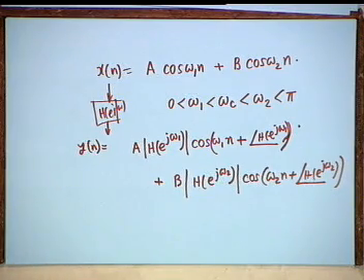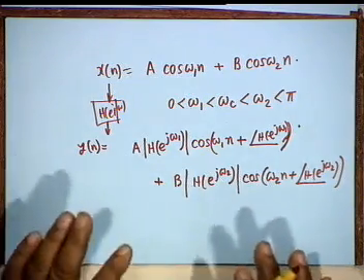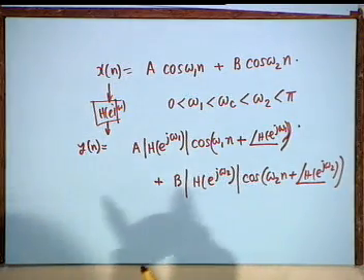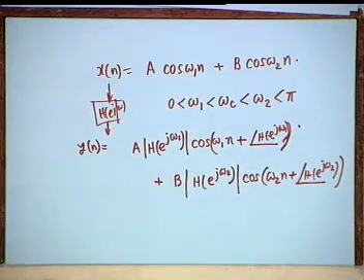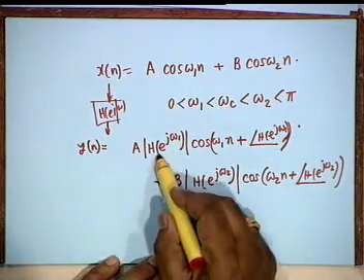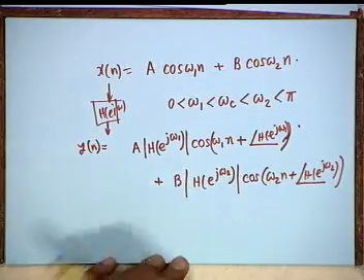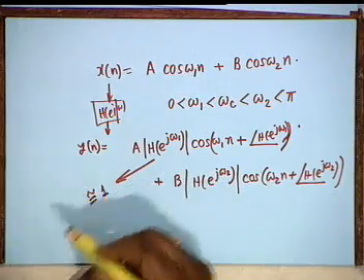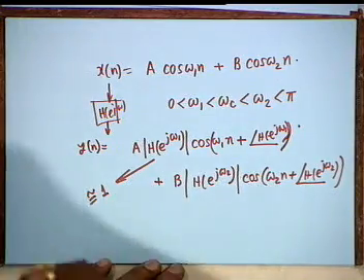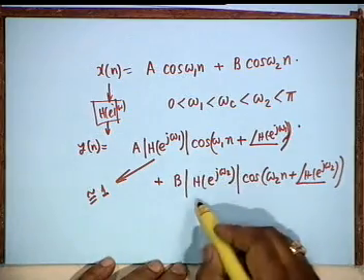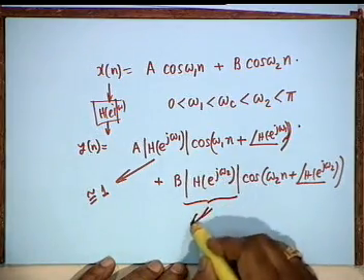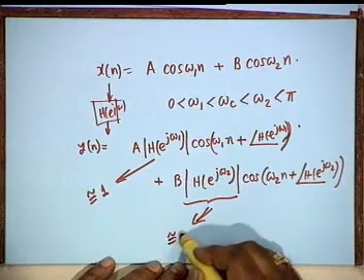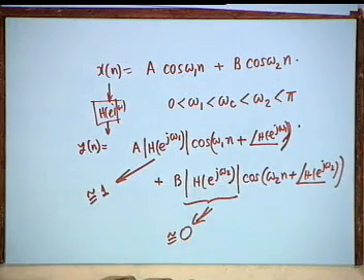All right. All that I have to do now is choose the system in such a manner that magnitude H of e to the j omega 1 should be approximately equal to 1. Ideally, I can also make it 1. And magnitude H of e to the j omega 2 should be approximately equal to 0. Then I have done low pass filtering.